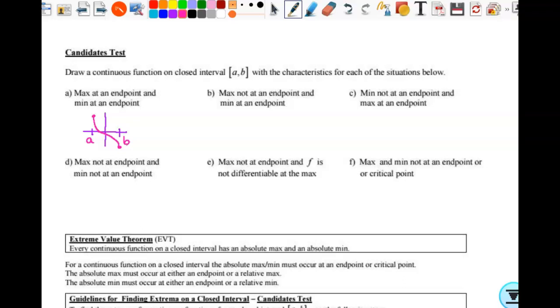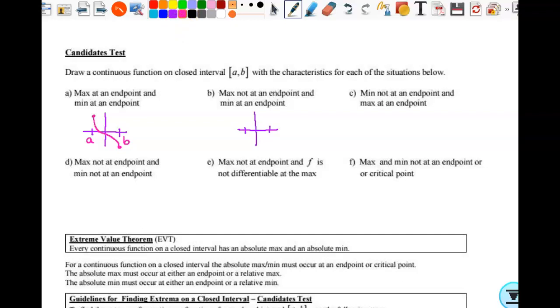Okay? So try and do something for B. Max not at an endpoint and a minimum at an endpoint. Is that cosine? Oh, up there.